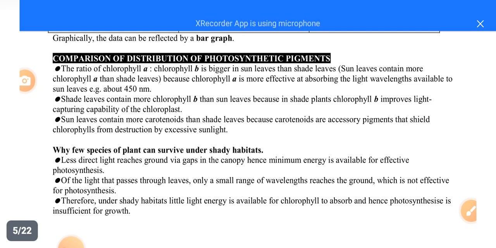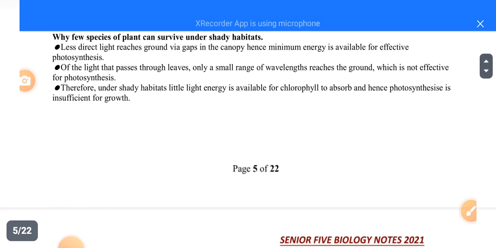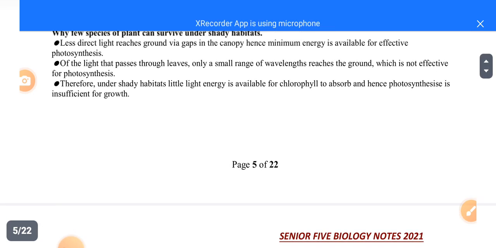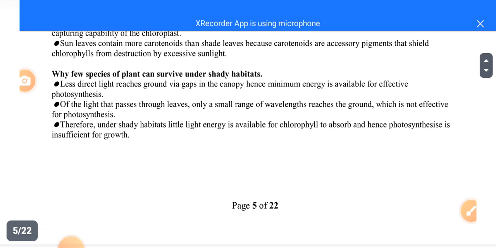photosynthesis. Then of the light that passes through leaves, only a small range of wavelengths reaches the ground, which is not effective for photosynthesis. That condition is called transmission. We looked at it up there. So therefore, under shade habitats, little light energy is available for chlorophyll to absorb, and hence photosynthesis is insufficient for growth.